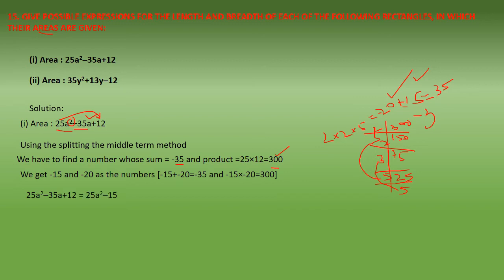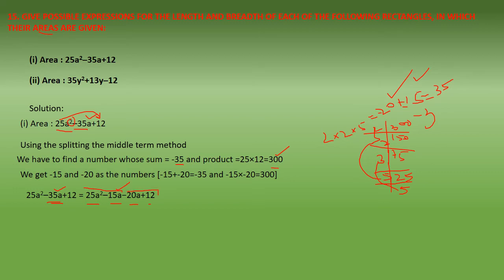So 25a square minus 35a plus 12 gives rise to 25a square minus 15a minus 20a plus 12. We split this term into minus 15a minus 20a. If we add these numbers we get minus 35a, so there is no difference between this and this. Now factorize this. How can we factorize? We factorize these two terms and these two terms.